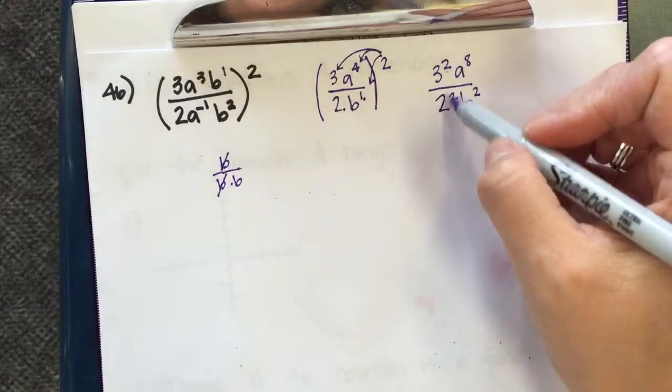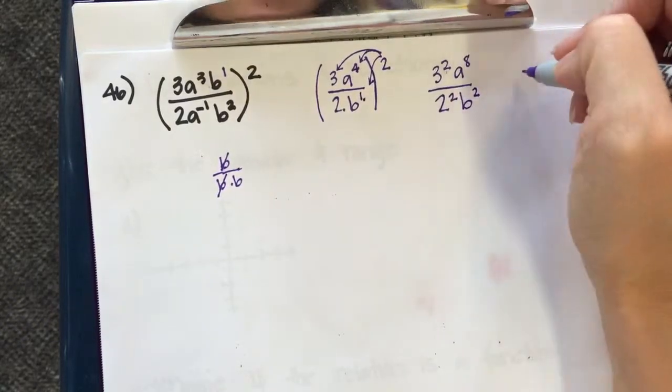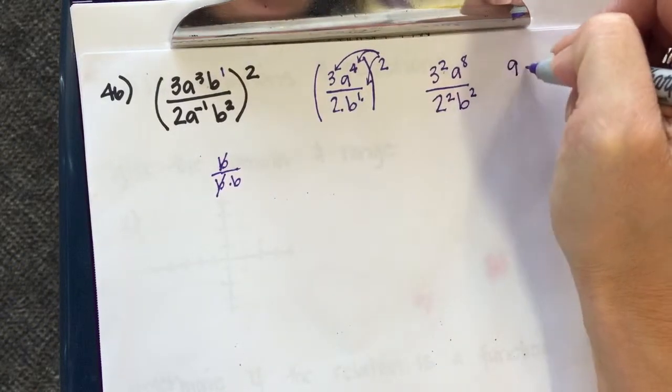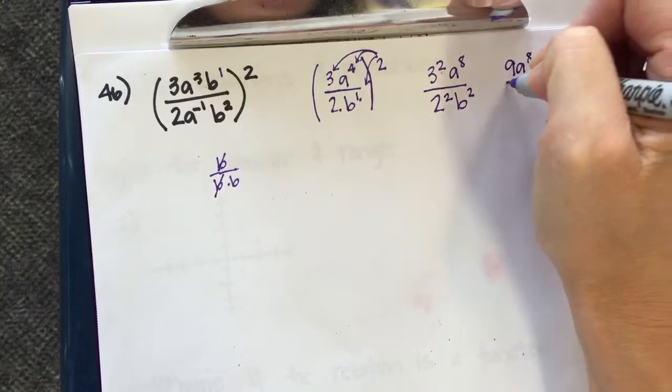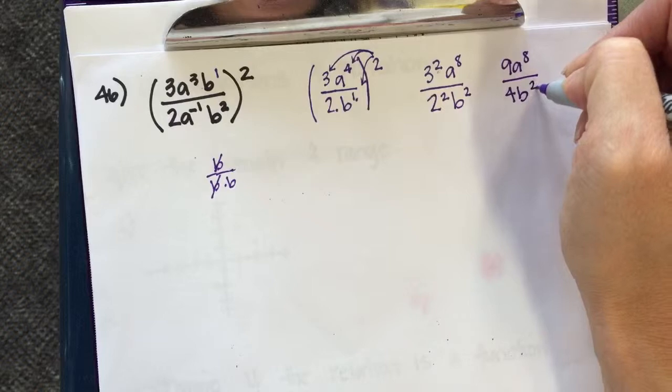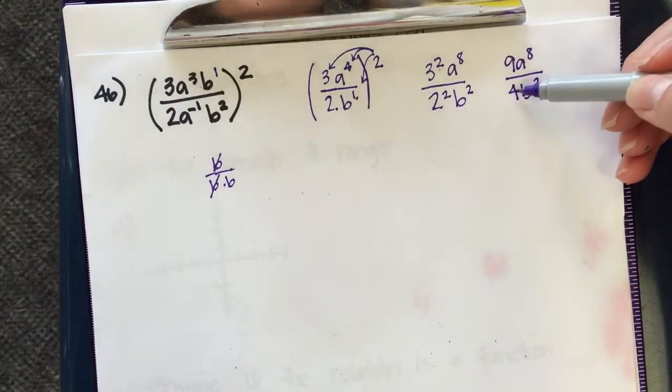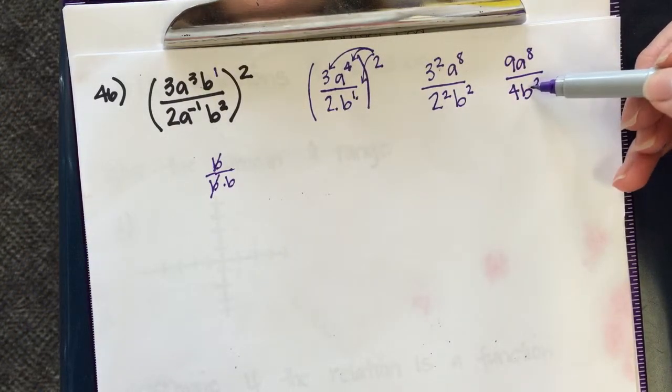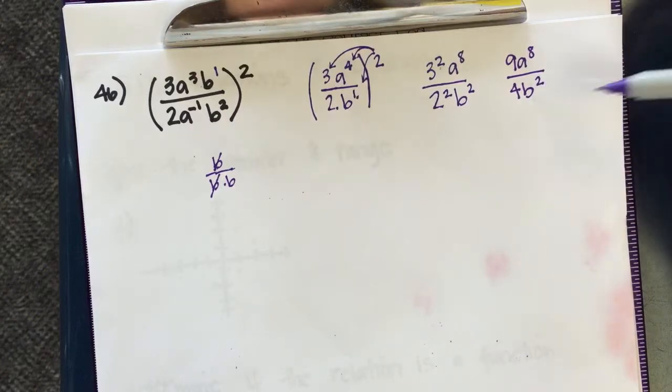And then the last step is we're actually going to square these out. We don't want to leave them like that. So 3 squared is 9, a to the 8th. 2 squared is 4, b to the 2nd. Take one last look. You can't reduce. They don't have any of the same variables, so there's nothing else that you can do to simplify that one.